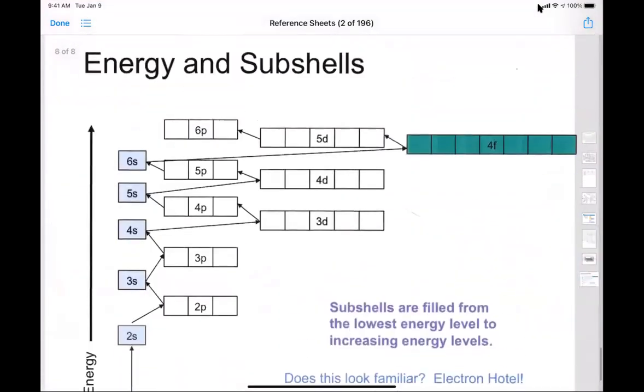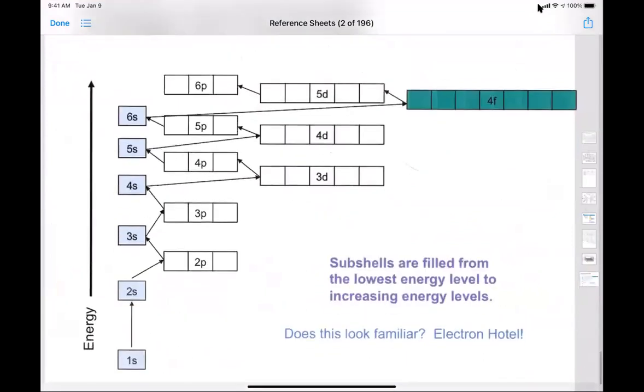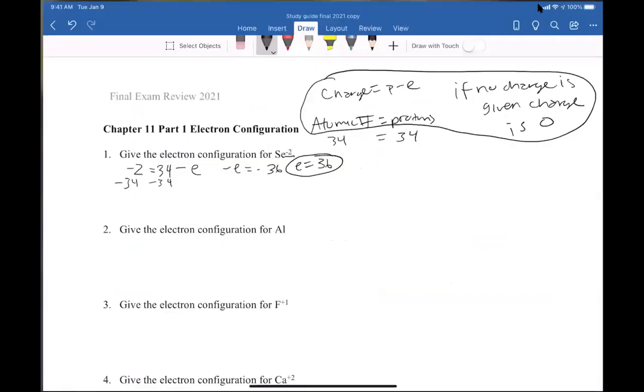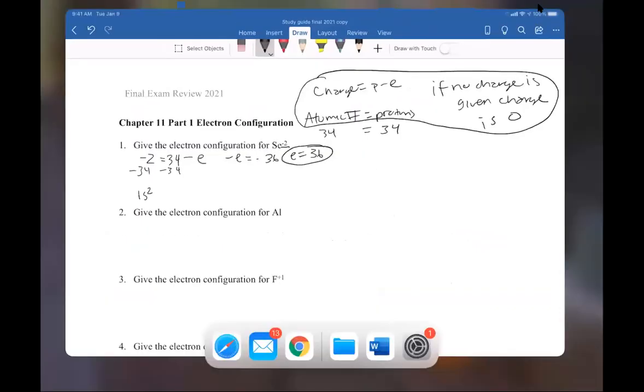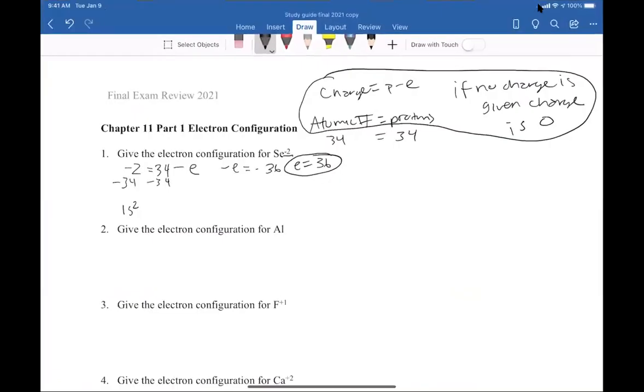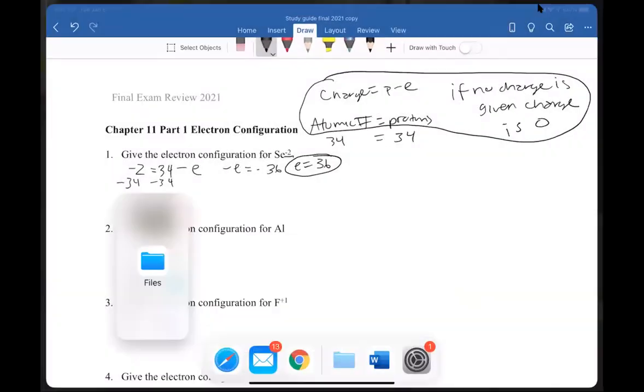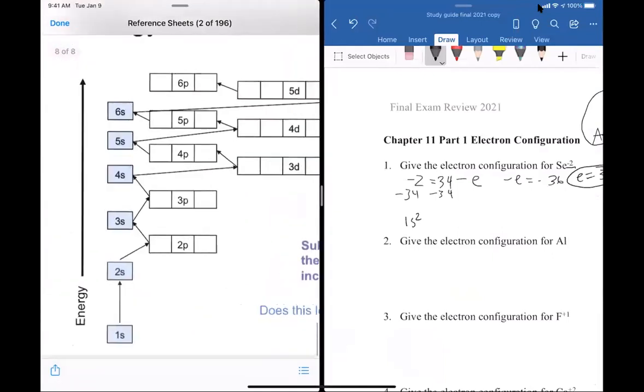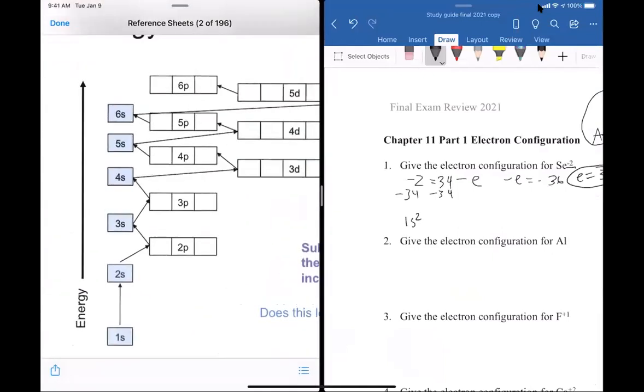So what are we using? We're using the last sheet right here. Remember, we start all the way at the bottom and we build up. The bottom is 1s. How many electrons fit there? 2. So this one's going to be 1s2. Then the 2s. There's only one box. Remember, each box can only hold 2 electrons. That's 2s2. So we have 2, 4.